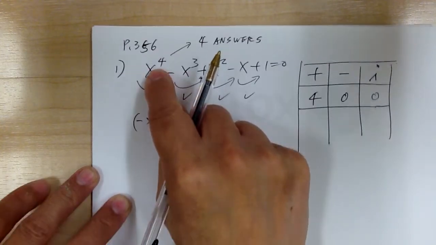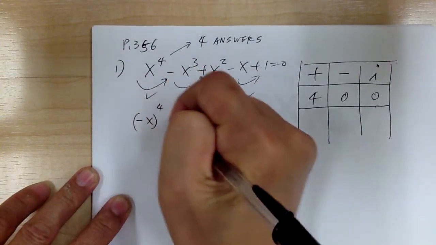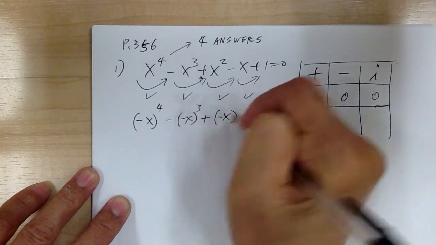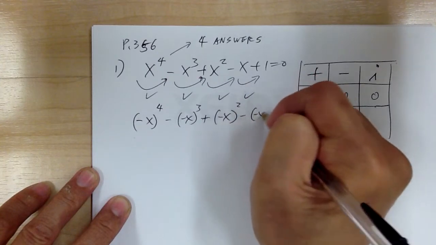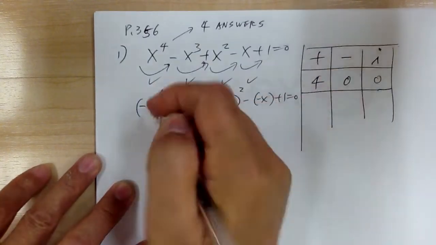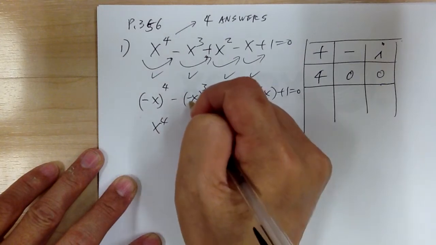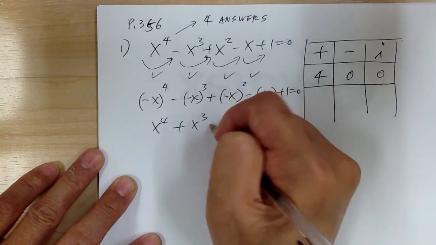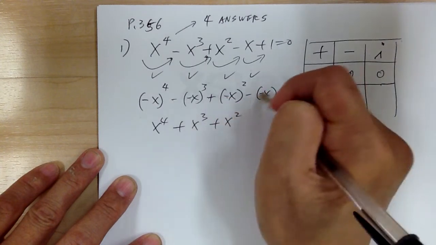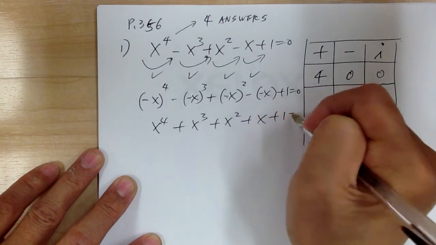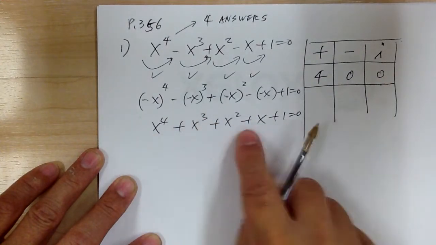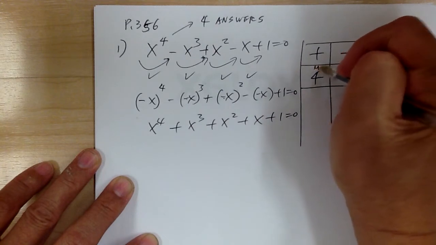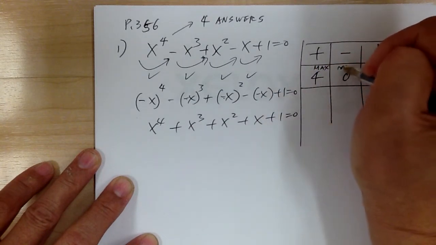Okay. So if you change the x into negative x, that's how you find out the maximum number of negative answers you're going to get. So this becomes x to the 4, and this minus becomes plus, and the negative squared becomes plus. This becomes plus. Okay, so you didn't change any sign at all, so it matches, right? So this is your maximum. This is the max you can have.